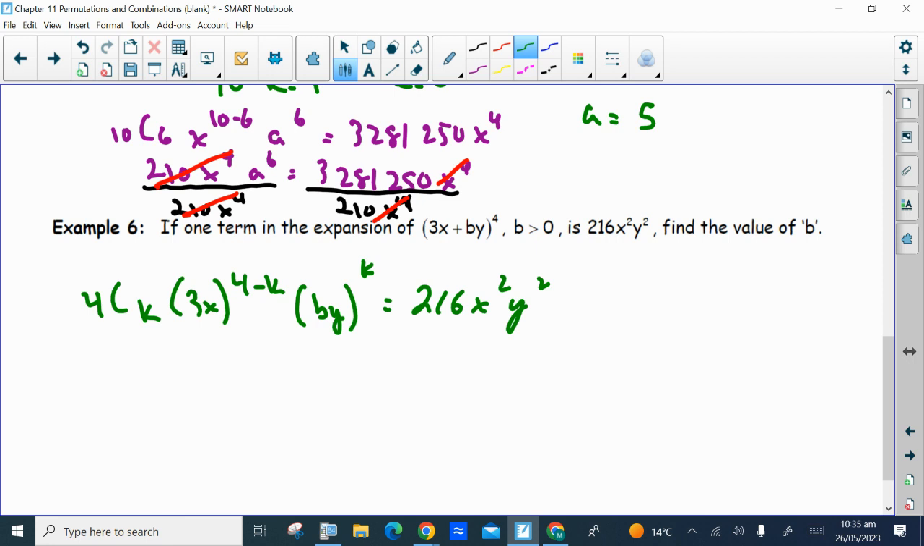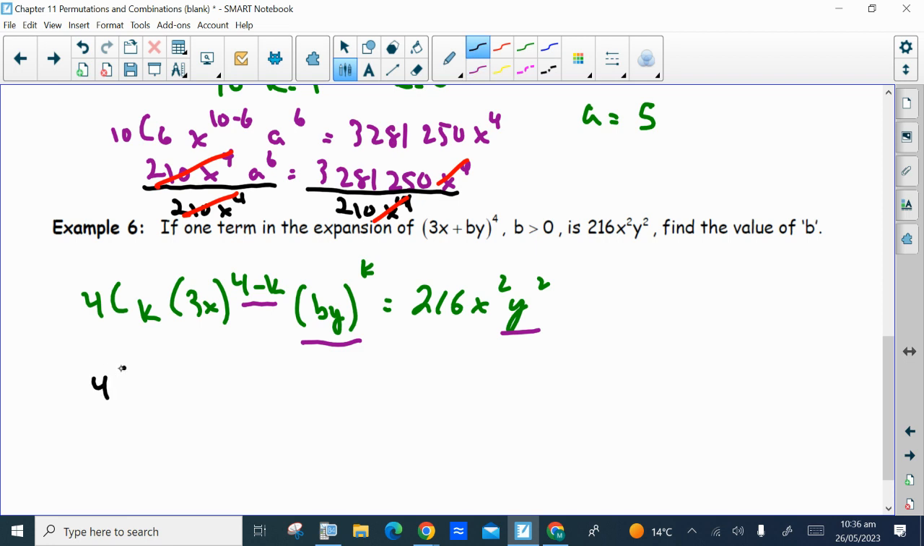You can use either the x factor or the y factor to determine what k must be. Probably the simplest would be to use the by to the power k. The power on y must be 2. The only place we see a factor of y is right there. The power on y must be 2, so k has to equal 2. It'll also work for the x, because the power on x has to be 2, and if you look at the 4 minus k, when k is 2, 4 minus 2 gives a power of 2 on x. So either way, k must equal 2.